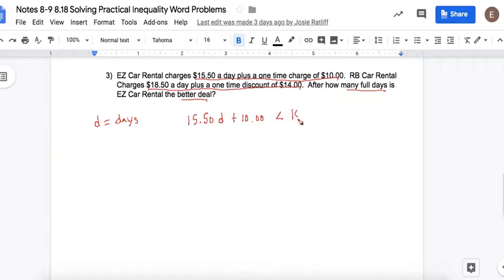So we want to know when this is less than RB Car Rental. So $18.50 a day. So we're going to multiply by the number of days. And then a one-time discount. Remember, discount makes your bill go down, so we have to subtract $14 discount. Okay, now our first step when we have variables on both sides is to get the variables on one side. I always like to keep it positive, so I'm going to move this one. If you wanted to deal with negatives, then you could have moved the $18.50.